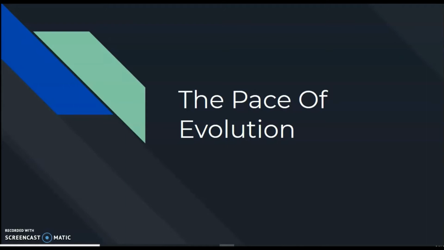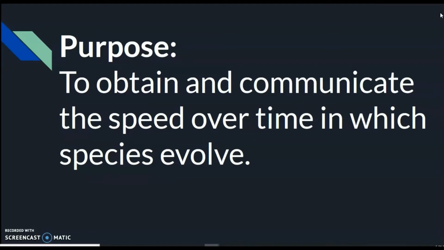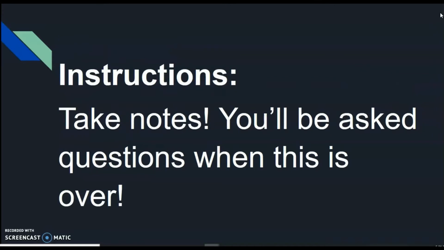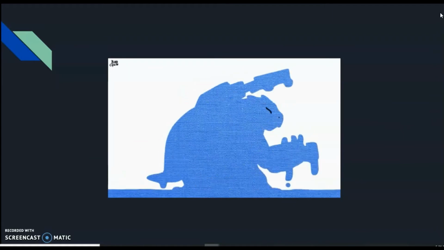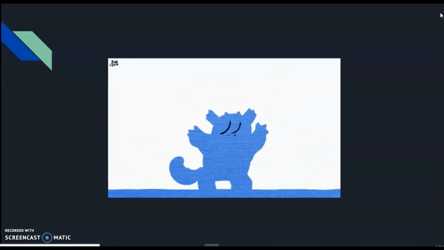The pace of evolution. The purpose is to obtain and communicate the speed over time in which species evolve. Take notes. You'll be asked questions when this is over. Does evolution occur in rapid bursts or gradually?